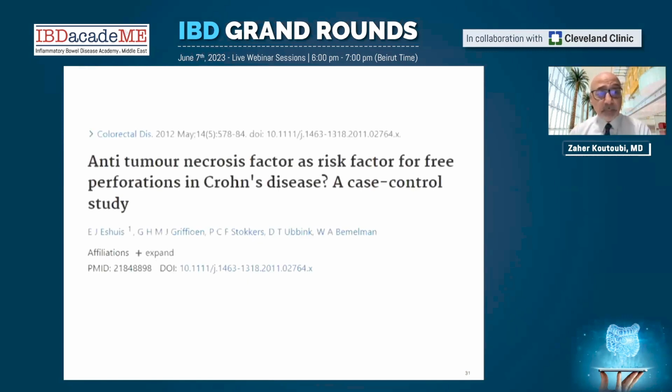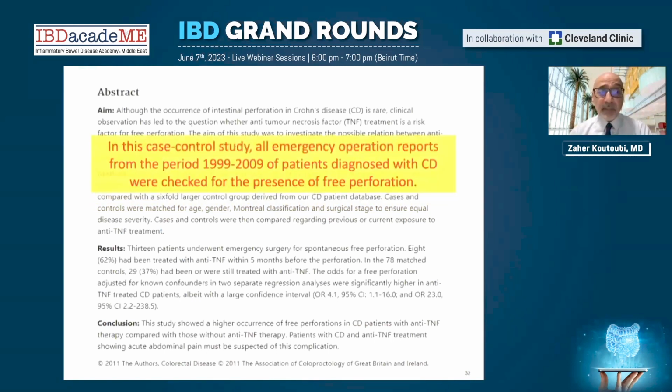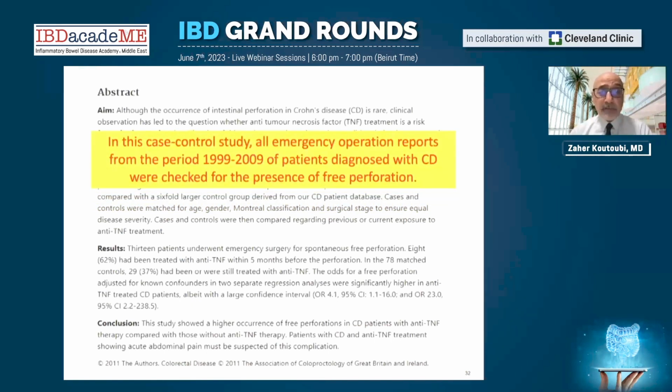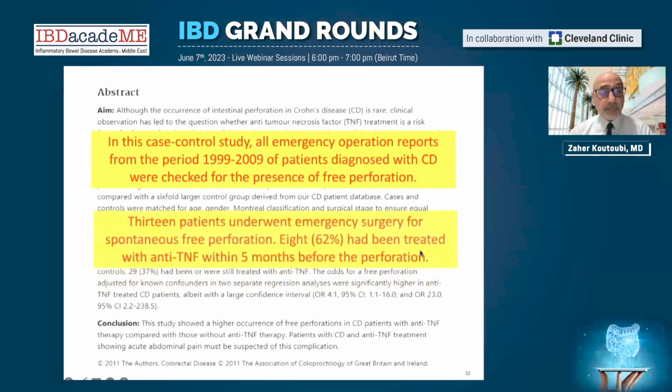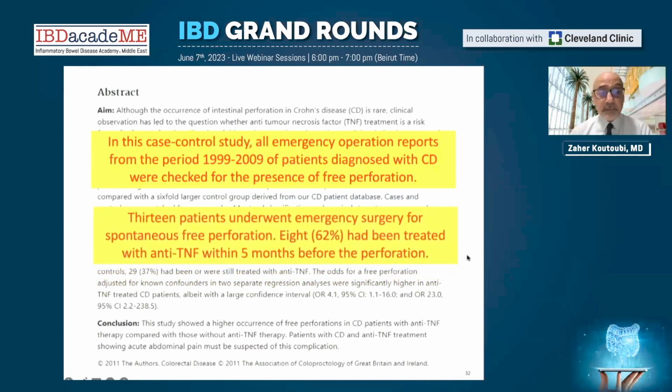And then I found this, which is basically a case control study published in Colorectal Disease, where they're reviewing the emergency operations between 1999 and 2009 in patients with Crohn disease who were checked for free perforation. And so here we go. So 13 patients underwent emergency surgery for spontaneous free perforation. 8 patients, 62%, had been treated with anti-TNF within 5 months of the perforation.